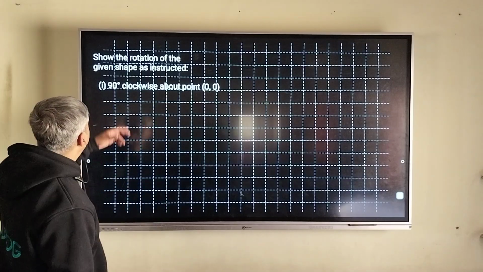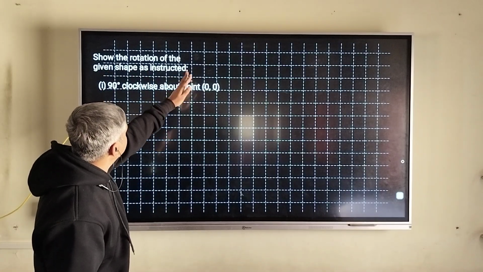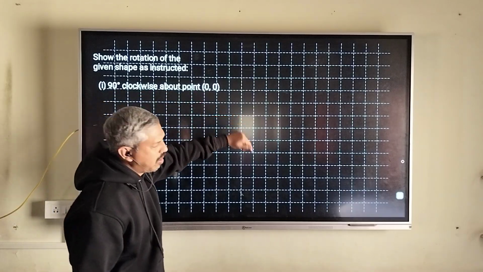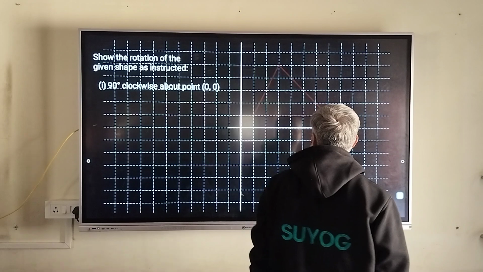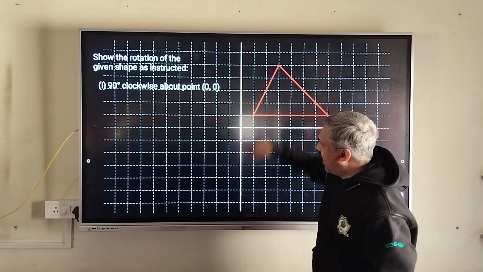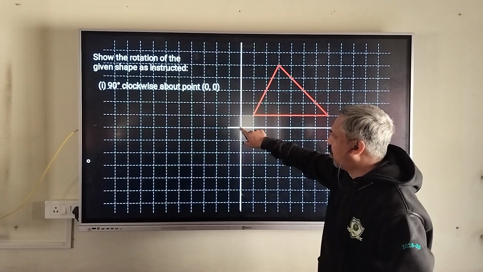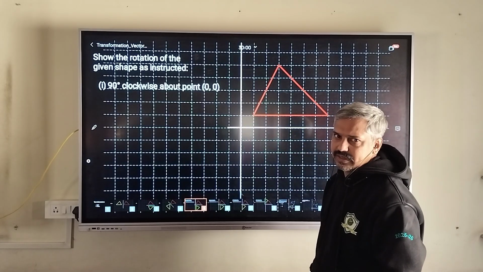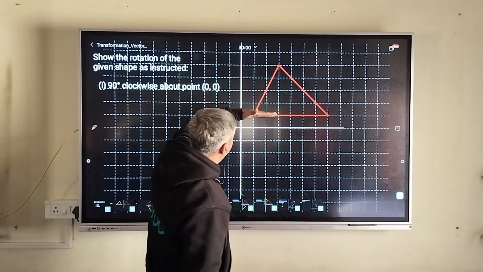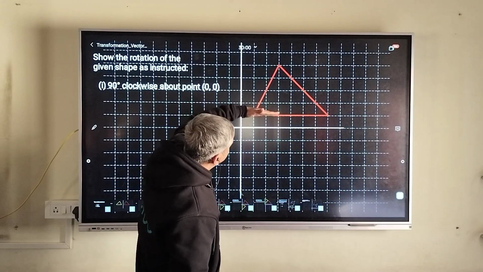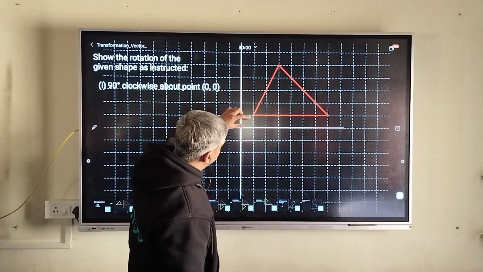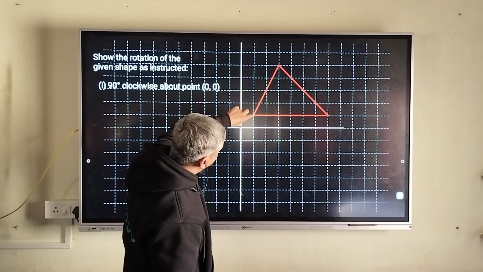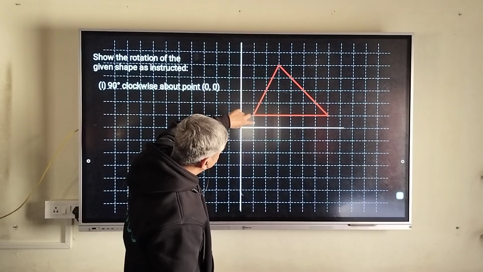The next is about rotation. Show the rotation of the given shape as instructed: 90 degrees clockwise about the point 0, 0. This is the y-axis, the x-axis, this is 0, 0. So we want to rotate this object 90 degrees. If I rotate it, what is horizontal, by rotating 90 degrees will become vertical. And this point here, if I rotate 90 degrees, will come here.